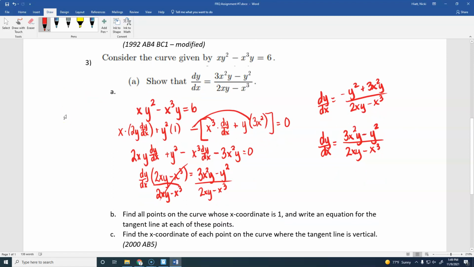AP has a lot of money because it costs a lot of money to take those tests. Everybody in the whole country and outside of the country takes AP tests. For you guys, the state covers it, which is good.